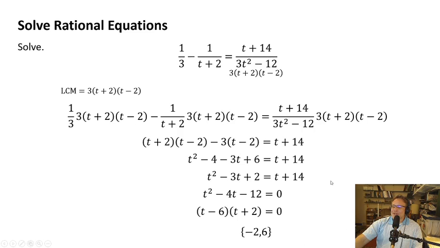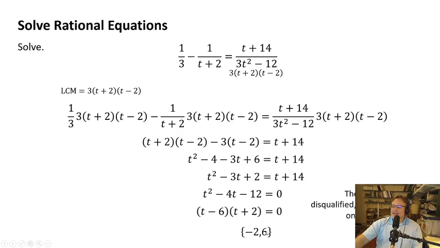So once again, we want to try and test each one of these values by plugging into this equation. I can already see here that plugging in this negative 2 will make this denominator go to 0, so we can't include that one.